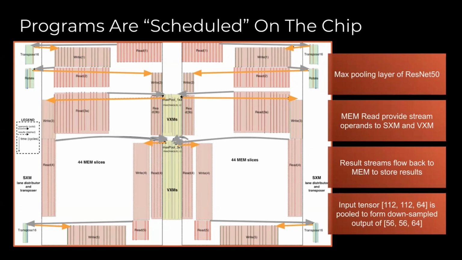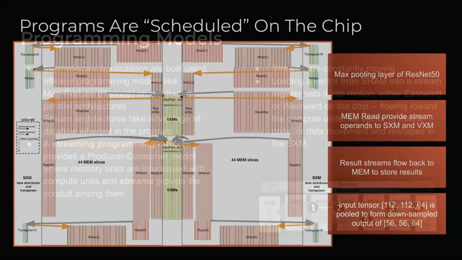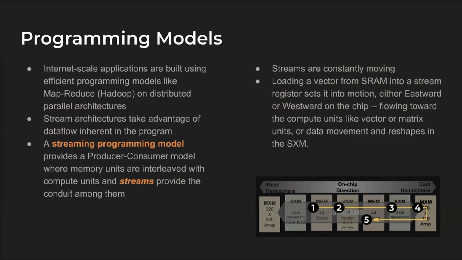The memory system provides the necessary concurrency to be able to support multiple operations simultaneously. So in this example, a ResNet 50 is doing a pooling operation as well as a stride 2 downsampling of the input tensor to produce an output tensor that's half the size in both its horizontal and vertical dimensions.